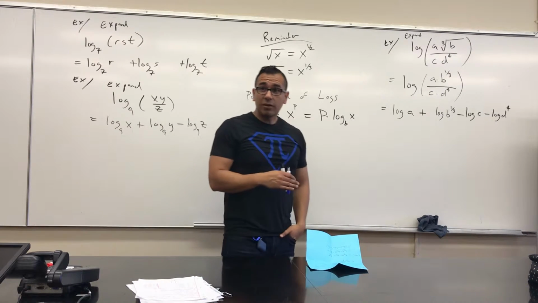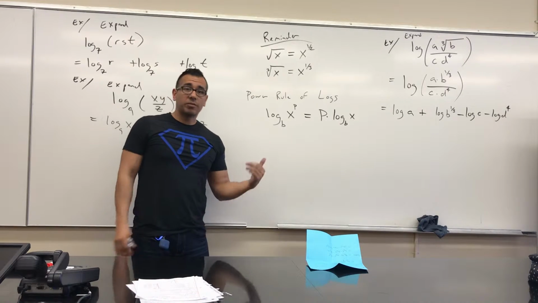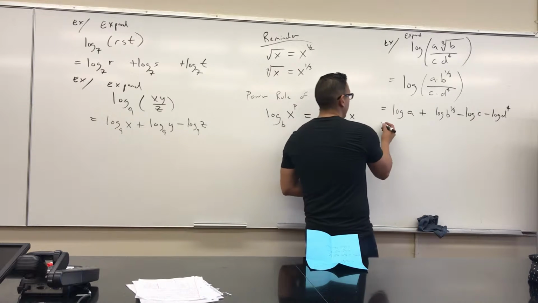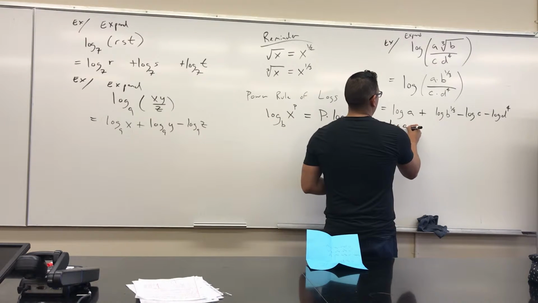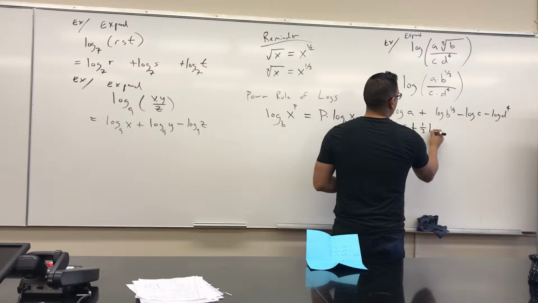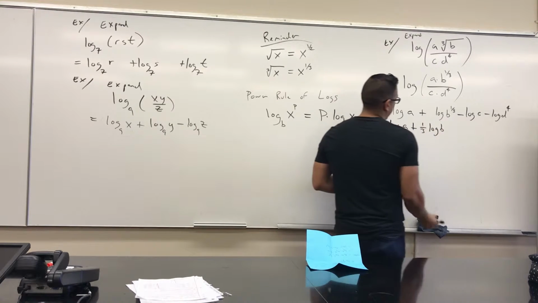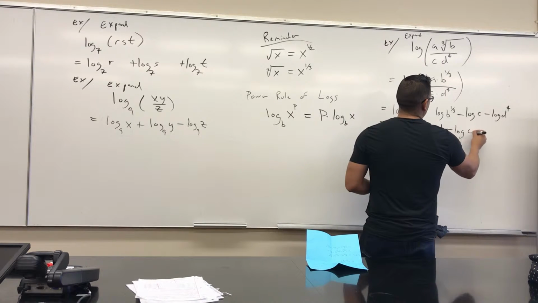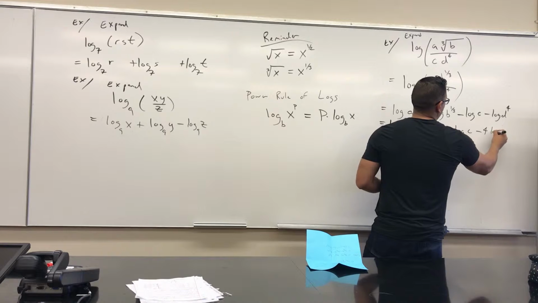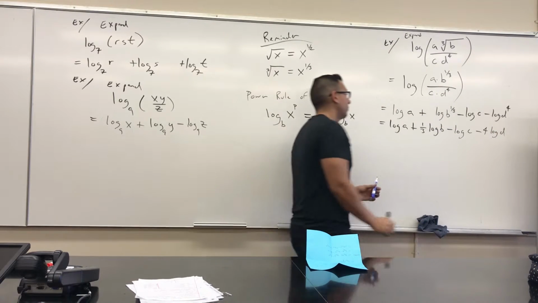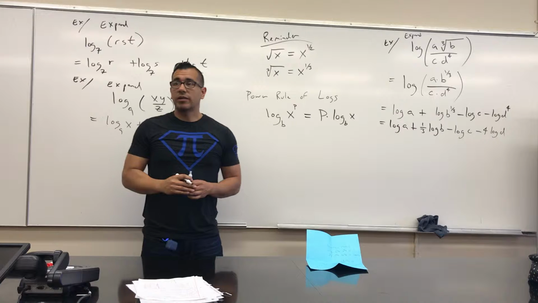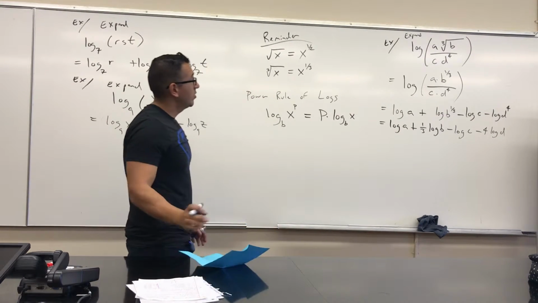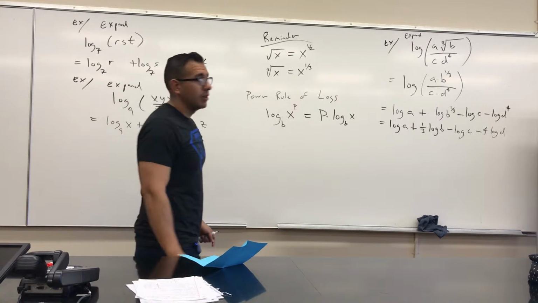So what's the last step here? What can I do with those exponents according to my property? Good, we bring them to the front. So then this just becomes log base A plus 1/3 log of B minus log of C minus 4 log of D. And there's nothing else that we could do. So this is how we expand logs.